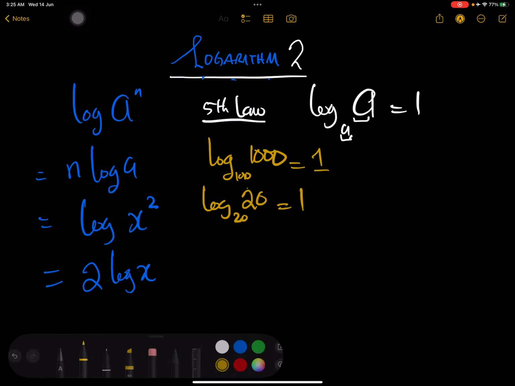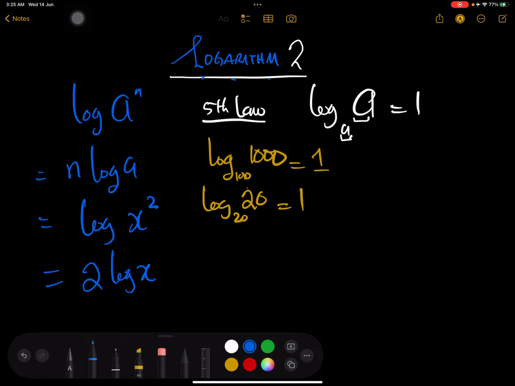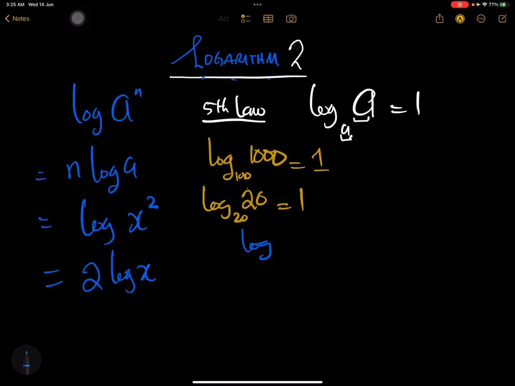Now, how do we prove that? We have log of a to the base a. We equate it to x. Now, because this is our base, we write the base and we take the exponent, which is x, equal to a. Now, you see that this base and that base are the same, and there's an equal sign in the middle. That means that the exponents are also equal. So x is equal to 1, because this is the same as a to the power of 1.